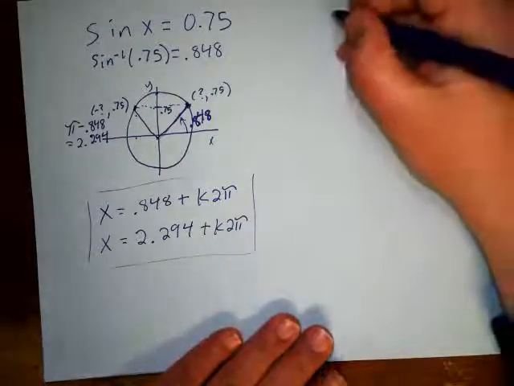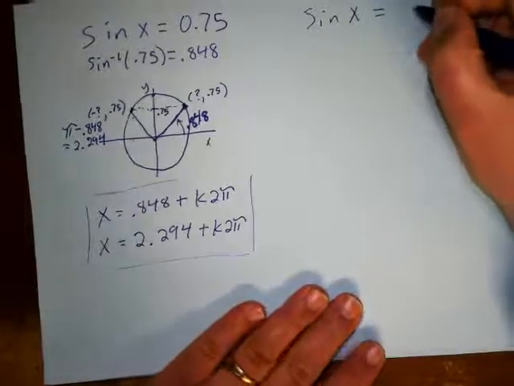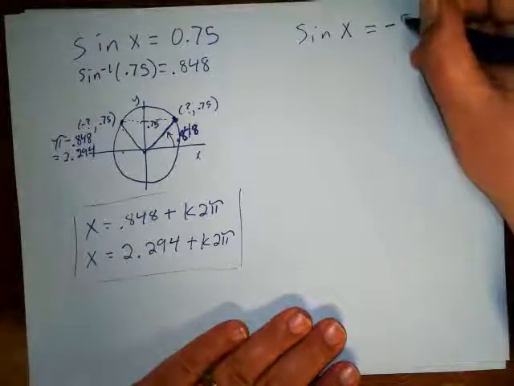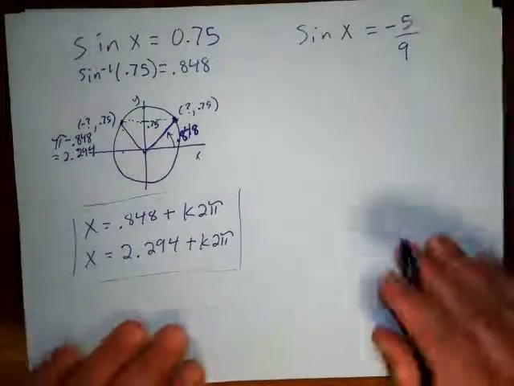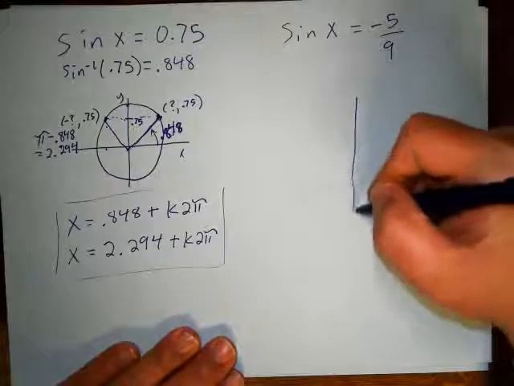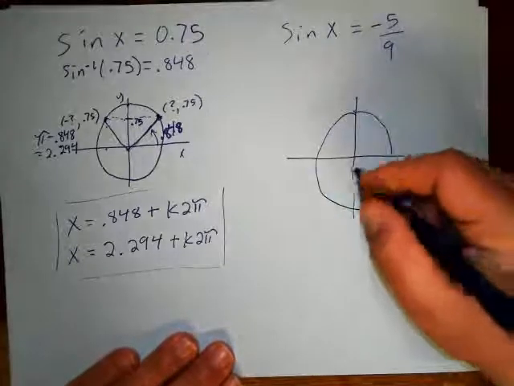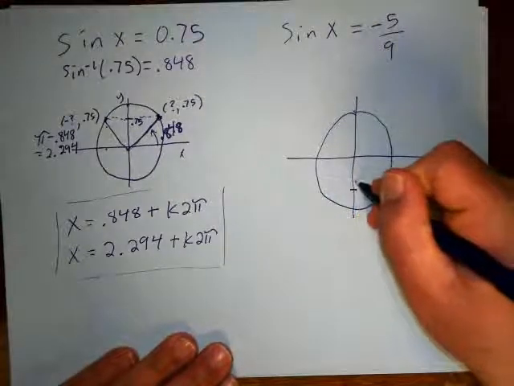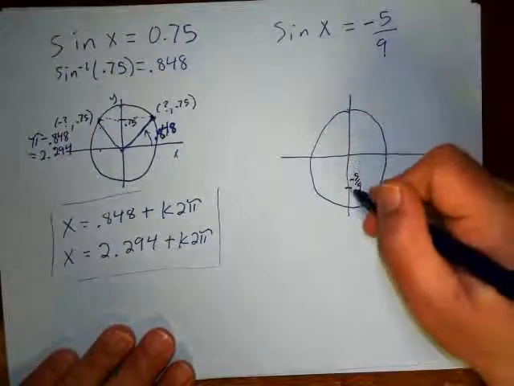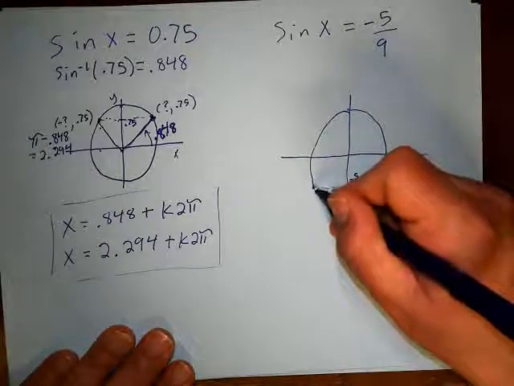Now let me show you, let's do one with a sine of a negative value. So we'll say sine x equal to, let's just say negative 5/9. So it can be a decimal, it could be a fraction, but this is not a special point on the unit circle. So 5/9 is a little more than 1/2, right? And I would say maybe right there. This is a negative 5/9. And so you've got these points on the unit circle. One would be over here. You'd have another one over there.